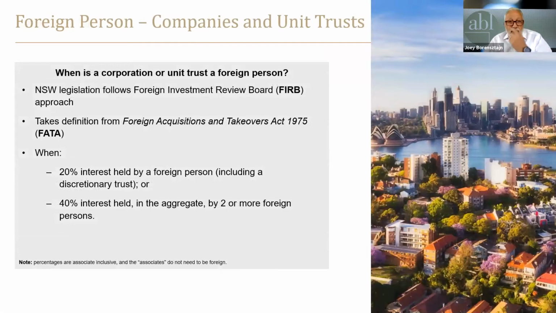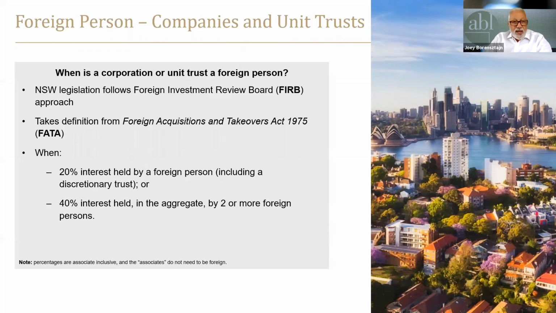Okay, so when is a corporation or a unit trust a foreign person? The New South Wales legislation follows the Foreign Investment Review Board approach and the definition from the Foreign Acquisitions and Takeovers Act. So what this means is when a 20% interest is held by a foreign person, including a discretionary trust, or a 40% interest is held in the aggregate by 2 or more foreign persons, that trust or company, that unit trust or company will be deemed to be foreign.